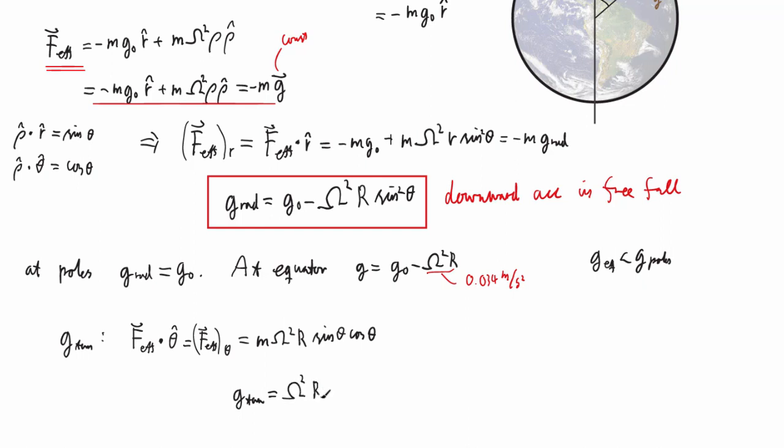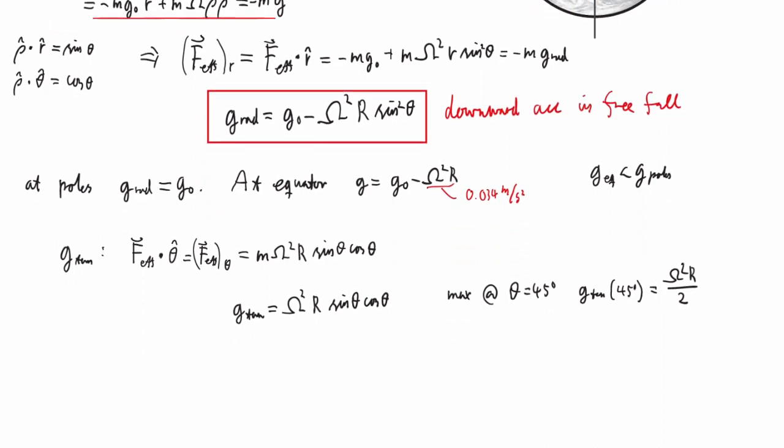is omega squared r sine theta cosine theta. It has its maximum value when theta is 45 degrees. In that case, we can easily show that it's just omega squared r over 2. Okay, so that's the maximum value it has. Again, it's about the same order of magnitude as this. So it's really half the size of this, 0.017 meters per second squared.